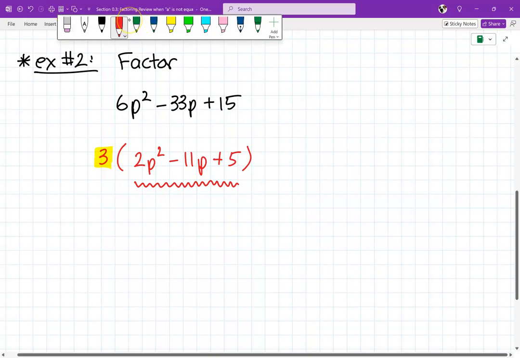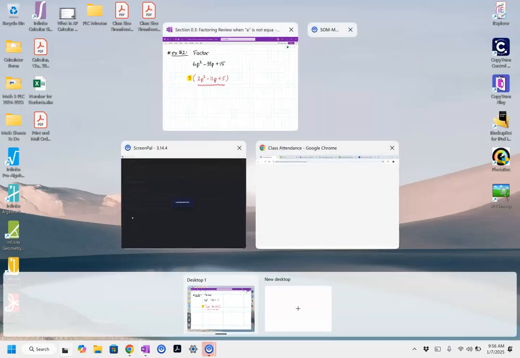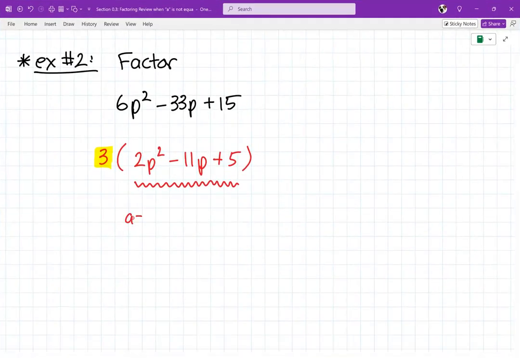So let's go ahead and focus on the squiggly portion, right? So my A is 2. My B is negative 11. And my C is a positive 5. So my A is 2, my B is a negative 11, my C is a positive 5.